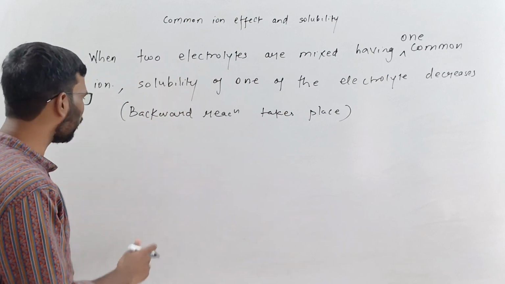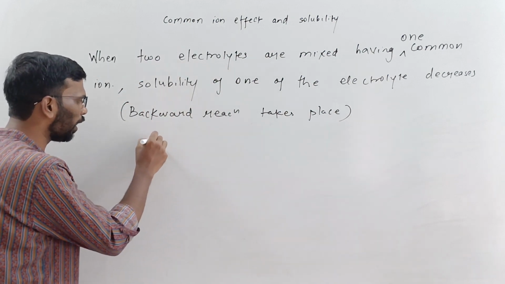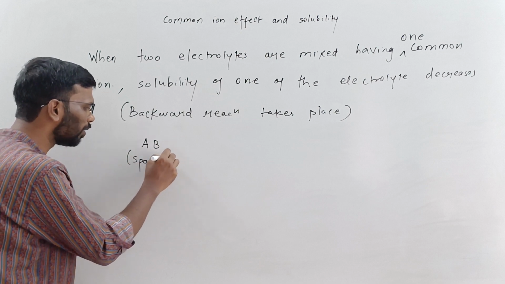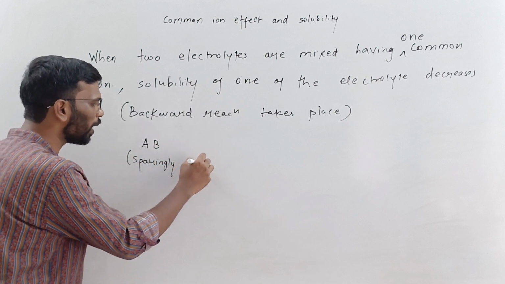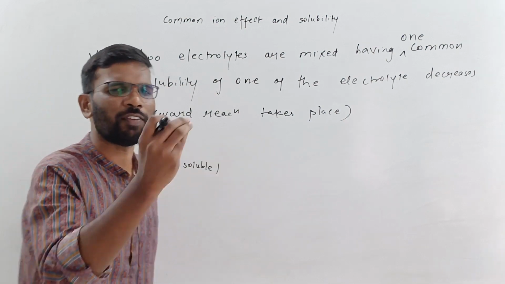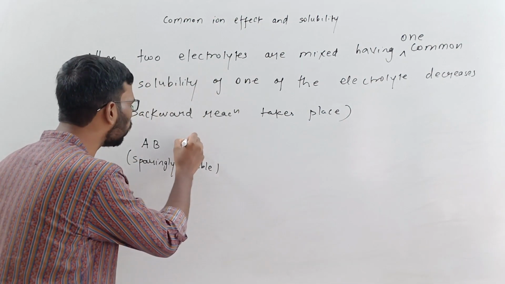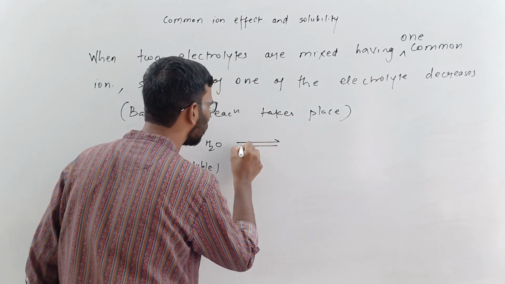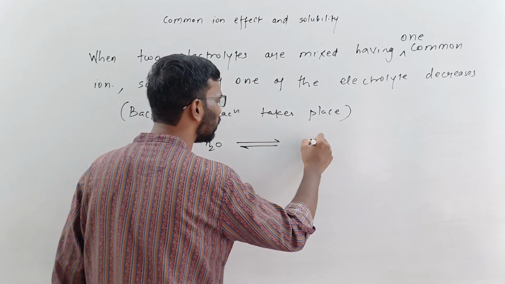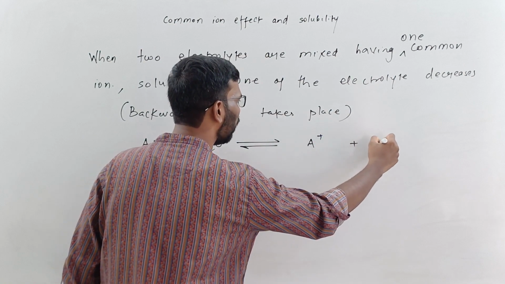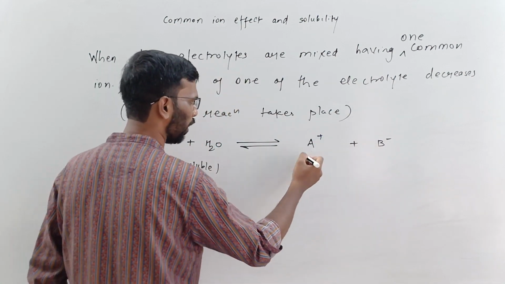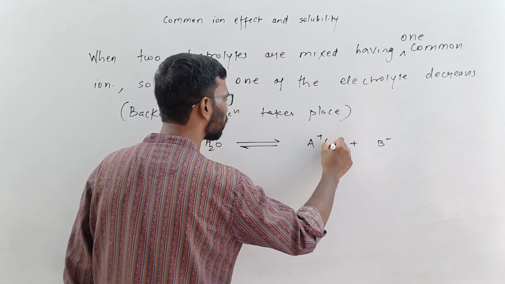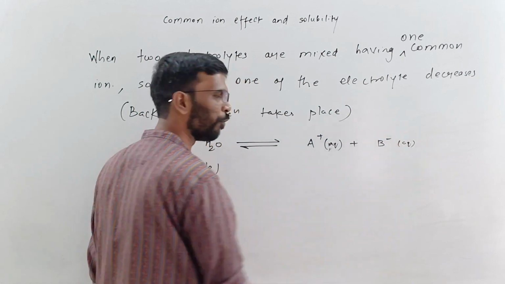Let's take a salt AB. This is sparingly soluble. What is the meaning of sparingly soluble? Hardly anything, a very small amount of this will go into the water. Let's say this is water. You are putting this into water, so I'll write this as A plus and B minus, aqueous.